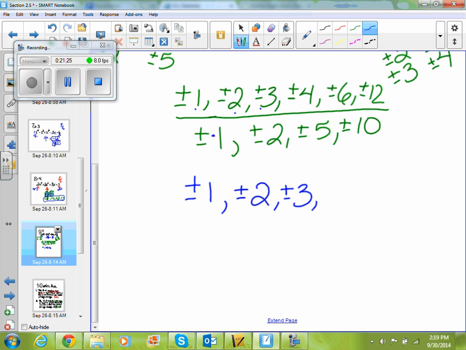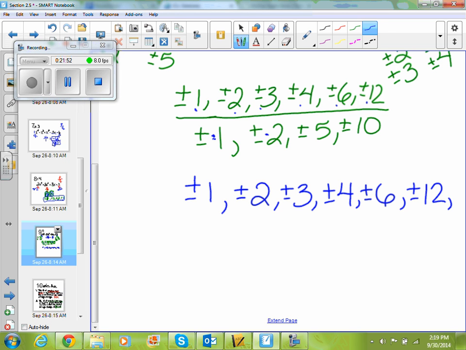If I group 4 and 1, 4 divided by 1 is 4. 6 and 1, 6 divided by 1 is 6. And lastly, 12 and 1, 12 divided by 1 is 12. That gives me my first set of groupings. Then I'm going to start grouping everything on top with my second term.